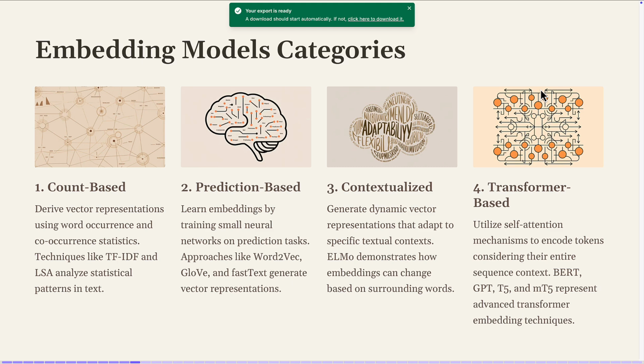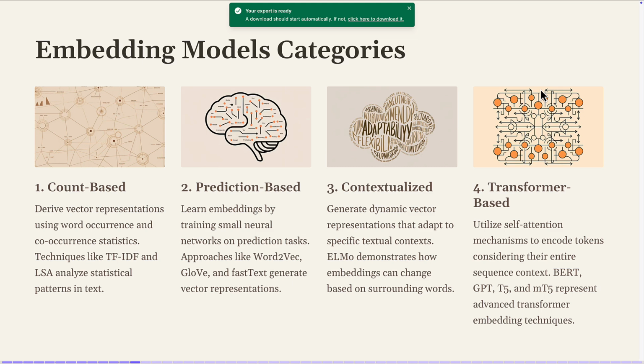Other categories: contextual-based and transformer-based. This will be the subject of the next lectures. And here it will generate a dynamic vector representation that adapts to the specific textual context. So it's not like here, where it's only the relation between the different words, but here it will have a better understanding of the whole context. Okay, and it demonstrates that an embedding can change based on the surrounding words. So in this case, every word will have a single embedding, but here, a word can have different embeddings. Like the example of the word bank, depending on the context, whether it is a bank or a bench. Okay, it can have different types of meaning.